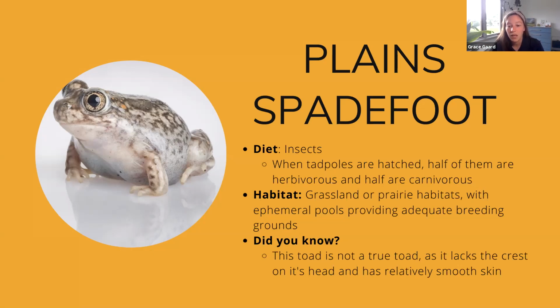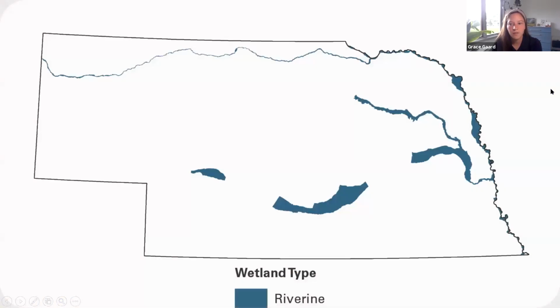They do spend most of their time in maybe a grassland or prairie habitat, but then they use those ephemeral pools that make a really good breeding ground. So the plains spadefoot toad, there are other types of spadefoot toads, but this one is a really unique one that we have in Nebraska. So yeah, I think that's it for our playa species.